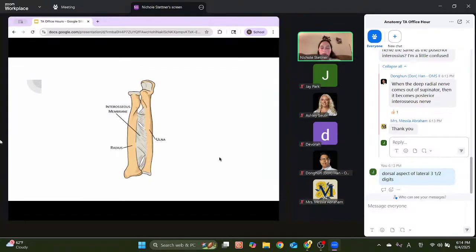Yes, so the interosseous membrane is between the ulna and radius, and we do that fun in OMM too, so look forward to that next year or later in the spring.